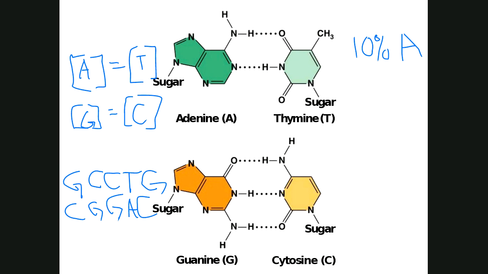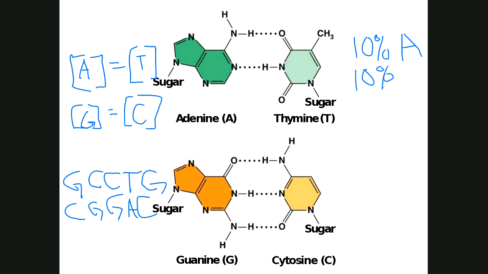What percent thymine do I have? I don't know, we aren't to 100 yet. We still got guanine and cytosine to go through. If I have 10% adenine, I got 10% thymine. There you go, right? Because they match. For every A, there's a T. Okay, so we got 10% adenine, 10% thymine. That's cool. We're halfway there.